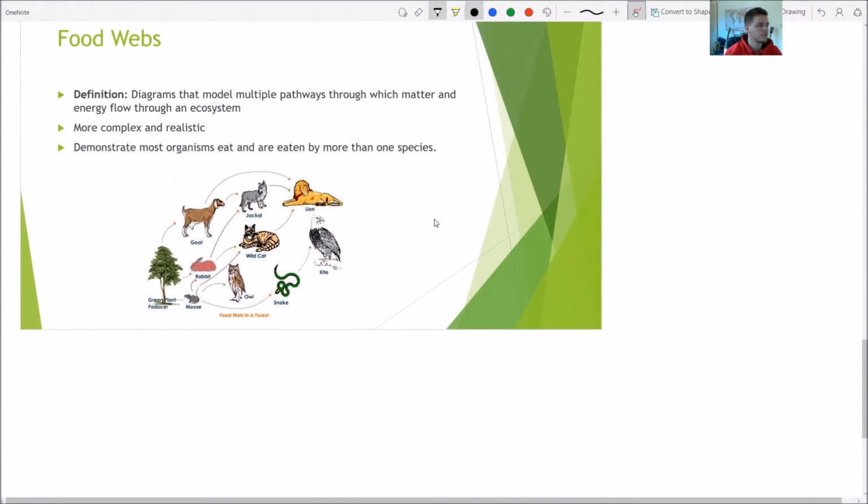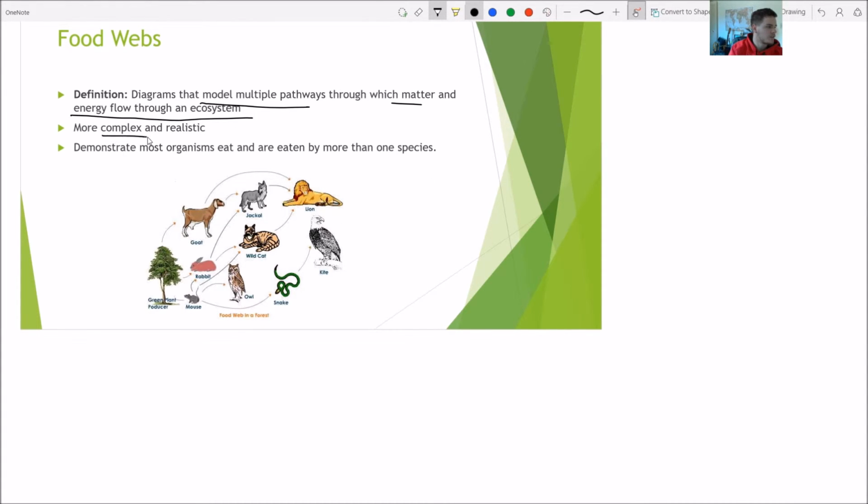Now finally we have food webs. Food webs are really, really cool. They show multiple pathways that matter and energy flow through an ecosystem. They are a lot more complex. They are a lot more realistic. They show that most organisms eat and are eaten by more than one species.